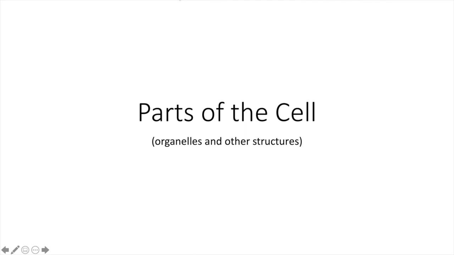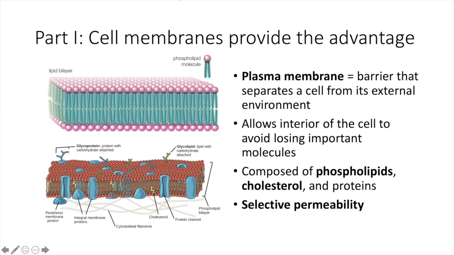This video is going to cover the first part of the cell, which is the cell membrane, and from there we're going to look at other parts of the cell. Remember that cells are the basic unit of life. They need to maintain homeostasis, which is really why the cell membrane is there. They maintain a separation from the environment around them through what we call a plasma membrane.